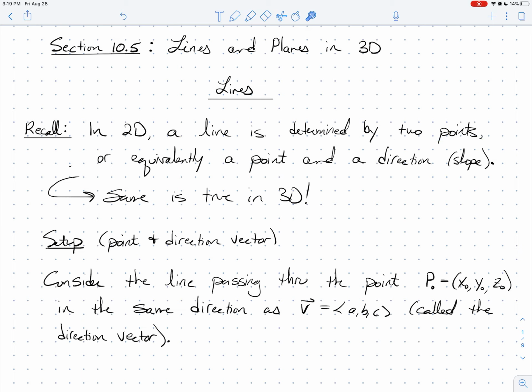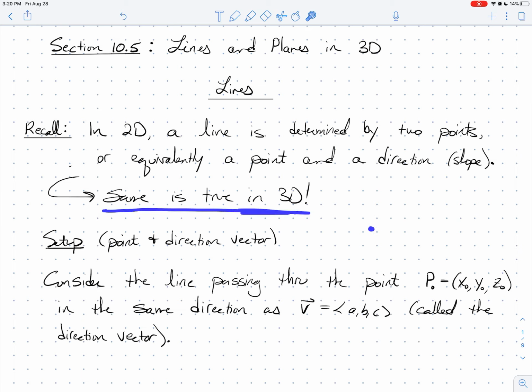Another way, though, to think about a line is if you have a point plus a direction. So you have a point and you have a direction, then you have a unique line that goes through that point with any given direction. And so in 2 space, we think about the direction as the slope. In 3 space, though, we're going to think about the direction as a vector. So the same thing is true in 3 space.